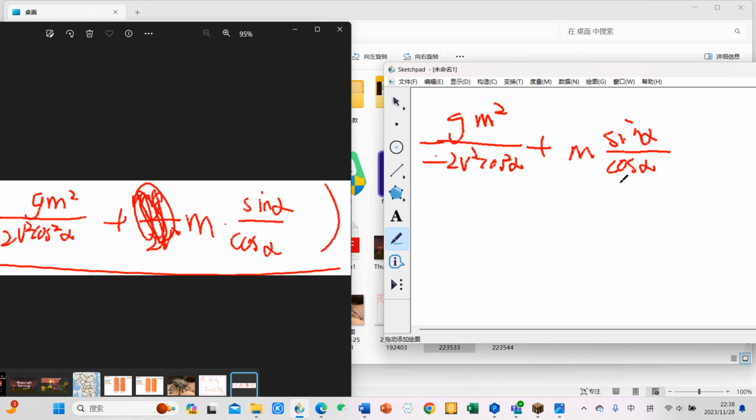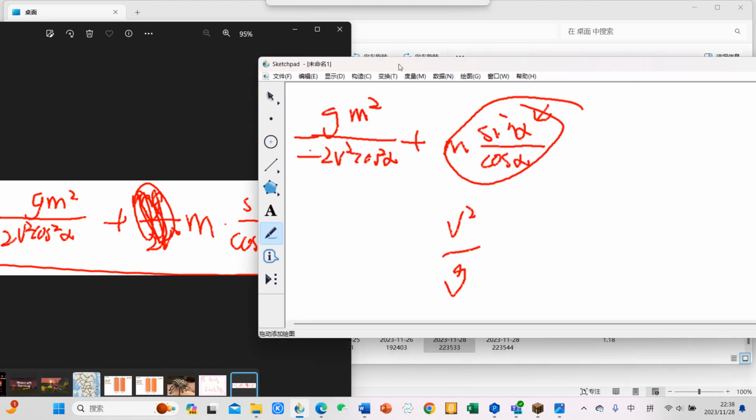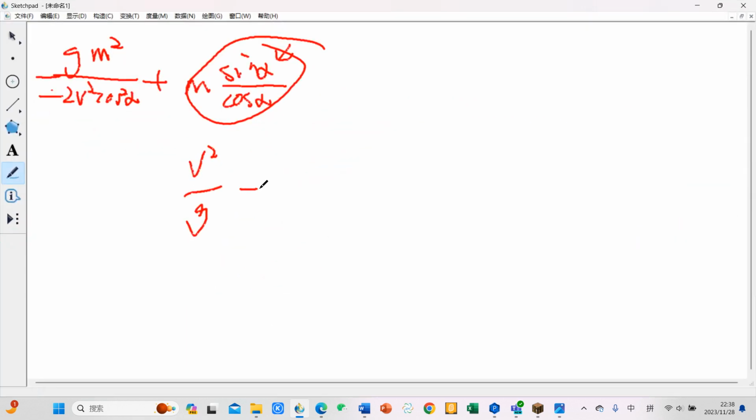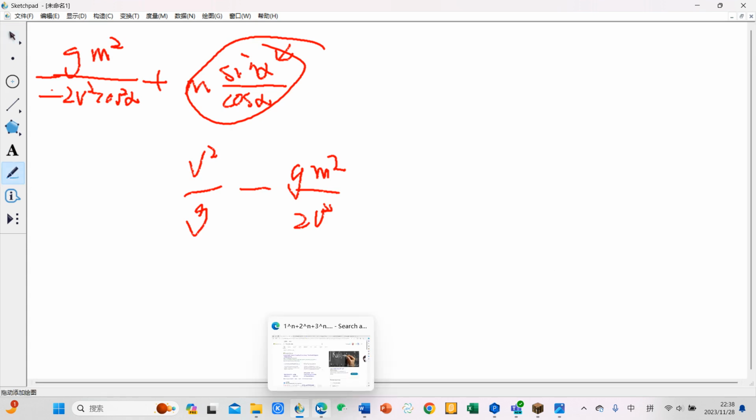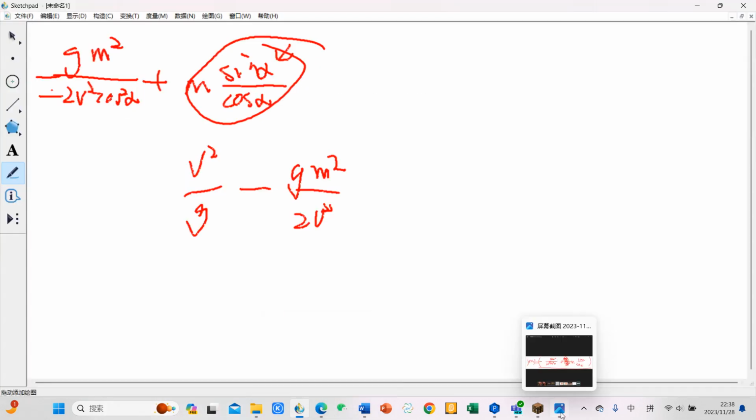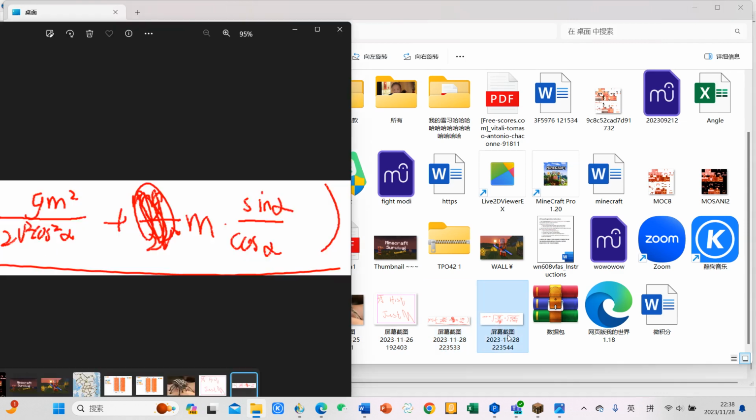Anyway, so as far as we get here, what is this? What is this I said? Anyway, this is g v squared, right? And now we minus 2v squared gm squared and 1 over cosine square alpha, right? Cosine alpha square. So what is cosine alpha square? We have also recorded it.